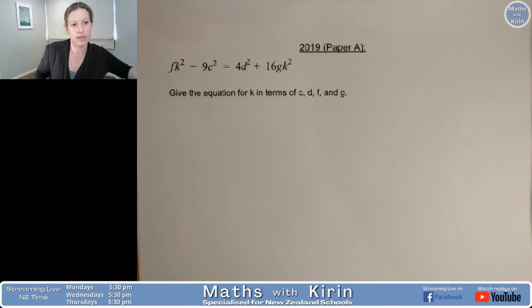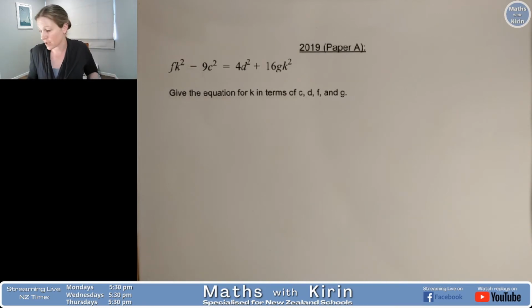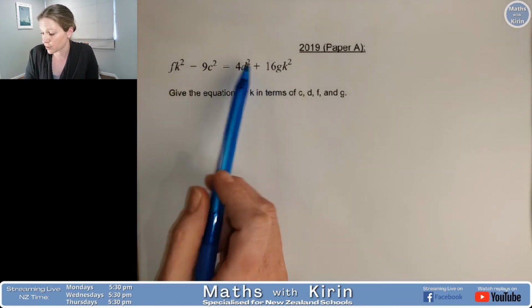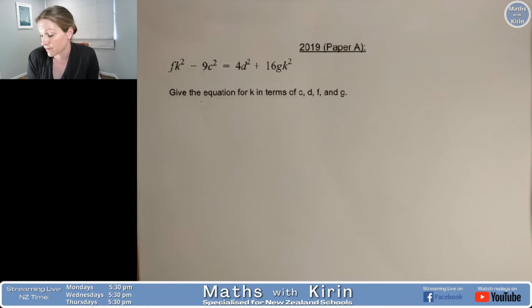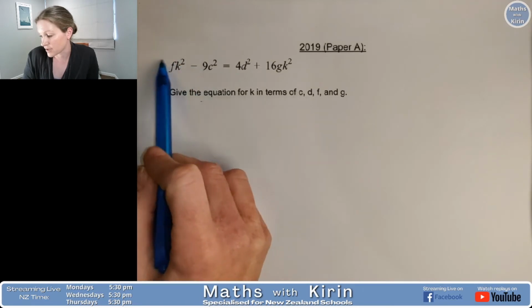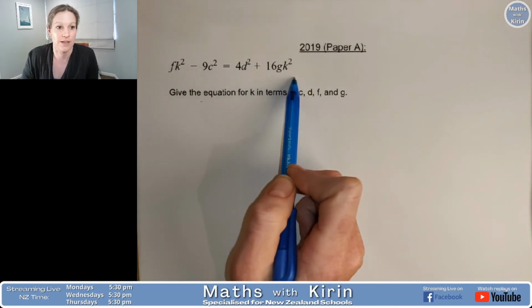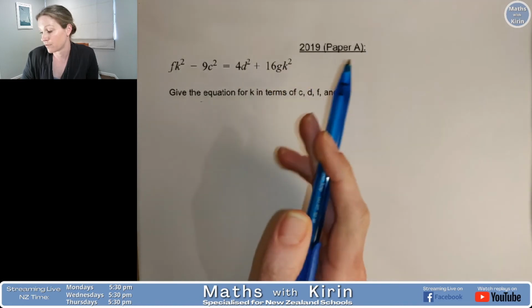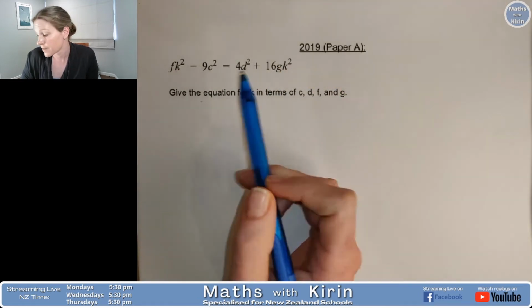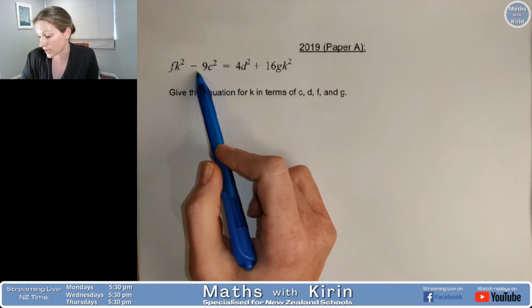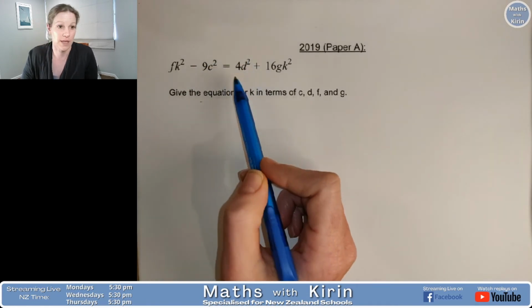Next one is also from the 2019 paper, and it's another rearranging question, written in the same way. So we're given the expression and we're asked to give the equation for K in terms of C, D, F, and G. So in other words, make K the subject of the equation. For this one, you'll see we've got an FK squared and we've got a 16GK squared. So the first step is to move those both onto the same side of the equation, and then the 9C squared and the 4D squared will be on the other side.